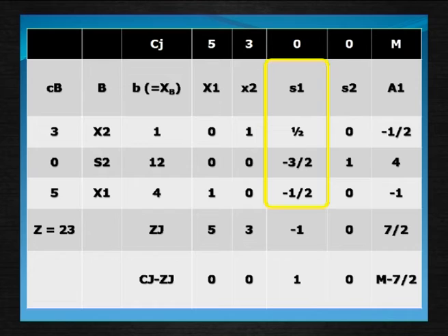The values of S1 are 1 by 2, minus 3 by 2 and minus 1 by 2. The S2 values are 0, 1 and 0. The values of A1 are minus 1 by 2, 4 and 1. The value of Z is 23. The values of Zj are 5, 3, minus 1, 0 and 7 by 2. The values of Cj minus Zj are 0, 0, 1, 0 and M minus 7 by 2.